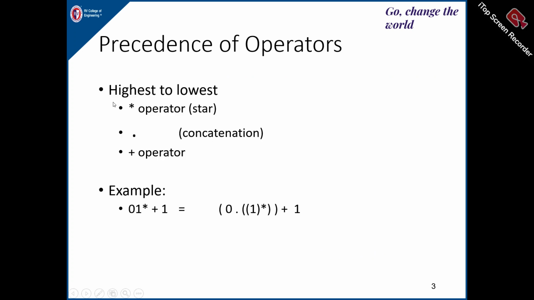Among the operators star, concatenation and plus, star has the highest precedence, then concatenation, then the union operator. Suppose the example 0 1 star plus 1. In this, 1 star has higher precedence, so 1 star first, and again between dot and plus, dot has higher precedence, so this has to be computed first: 0 dot 1 star, plus 1.